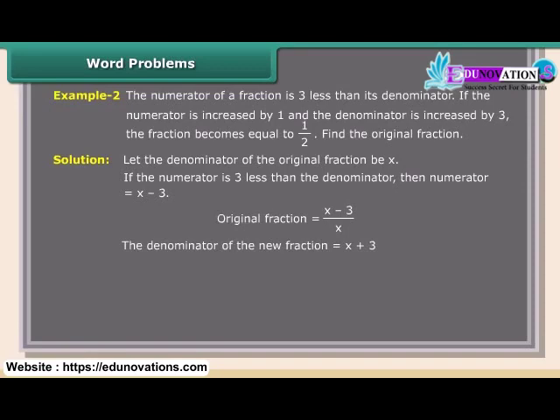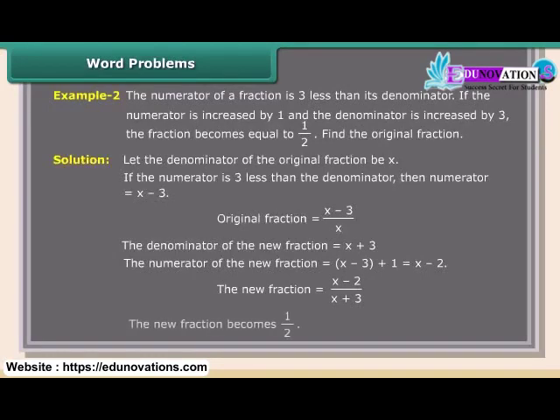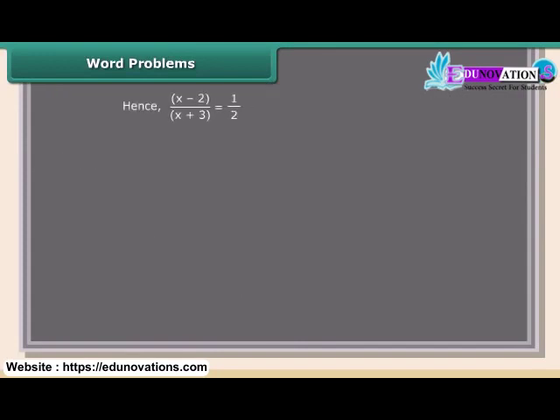The denominator of the new fraction is equal to x + 3. The numerator of the new fraction is equal to x - 3 + 1, which equals x - 2. The new fraction is equal to (x - 2)/(x + 3). The new fraction becomes 1/2. Hence, (x - 2)/(x + 3) = 1/2.